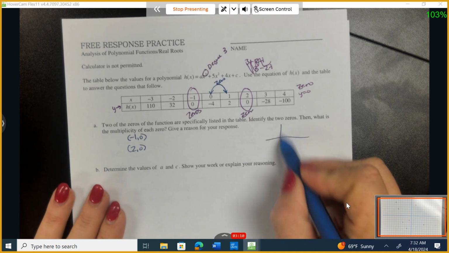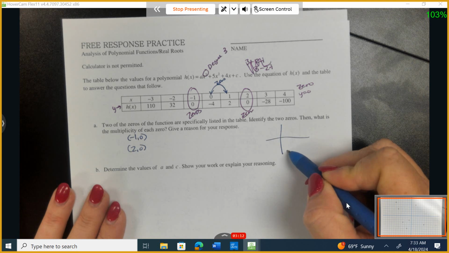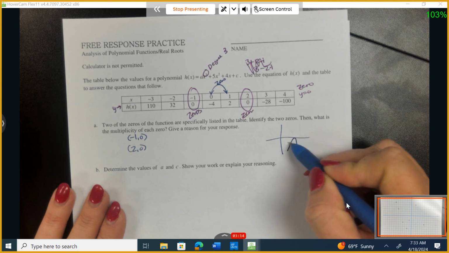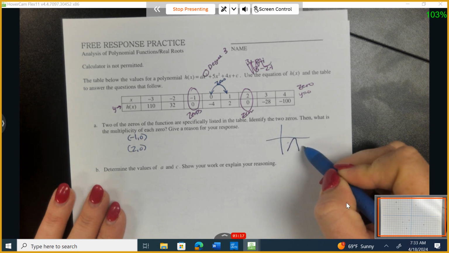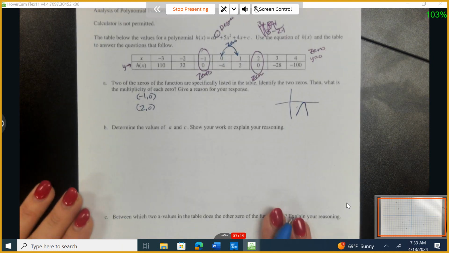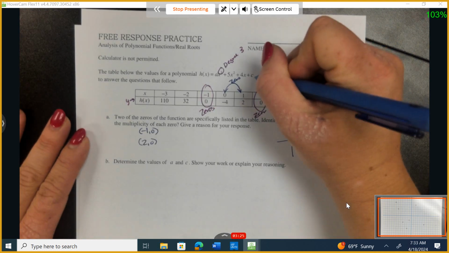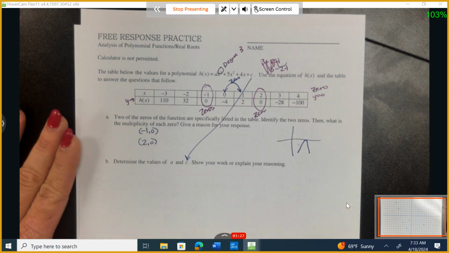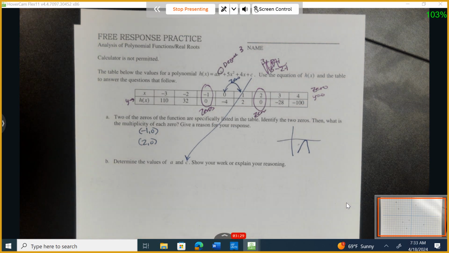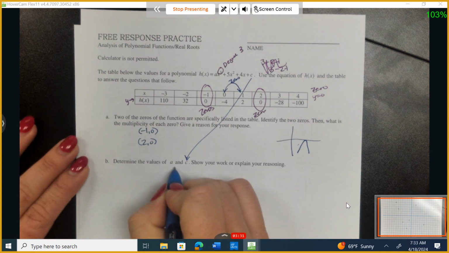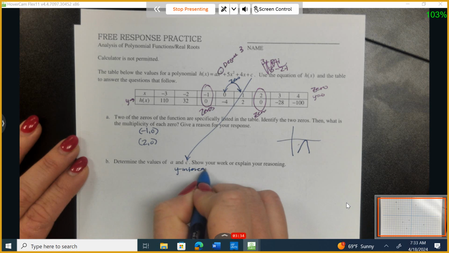Now, I feel confident that many of you know this. If it was a multiplicity of 2, would the y values change from one side to the next? It would not. Okay? Let's go to the next one. Let's determine the value of A, and let's determine the value of C. Okay, I would like you to come up here and go all the way down here. The value of C is the y-intercept. Write that down. The value of C is the y-intercept.